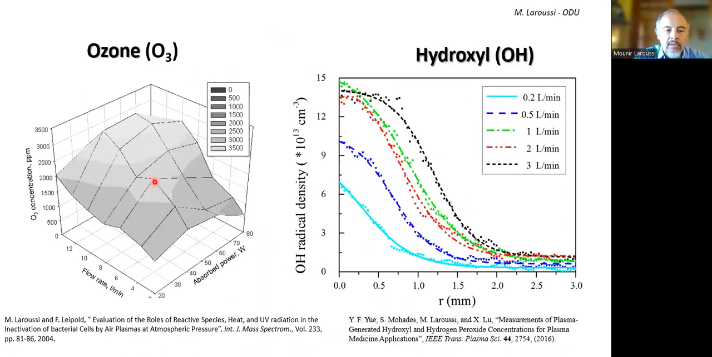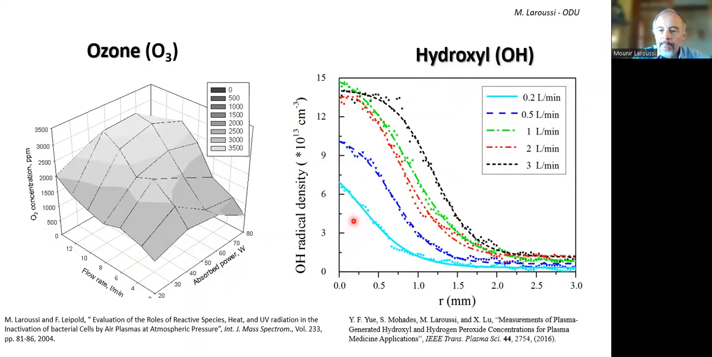There's another one that shows, for example, production of ozone with flow rate and with absorbed power. So if you want to minimize the production of ozone, you would have to determine how much flow rate and how much power you should apply to get minimal production of ozone. And this one shows you laser-induced fluorescence measurement of OH on a plasma jet.